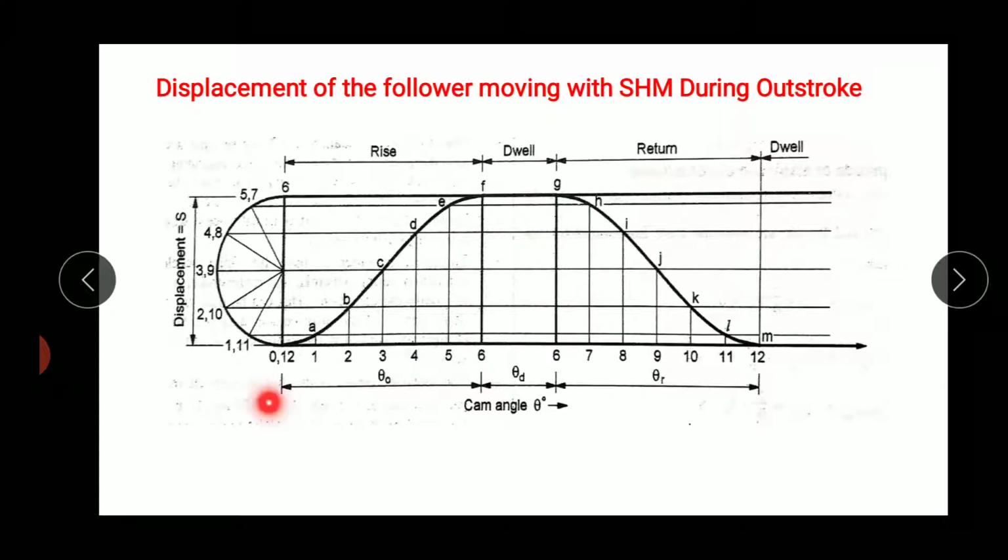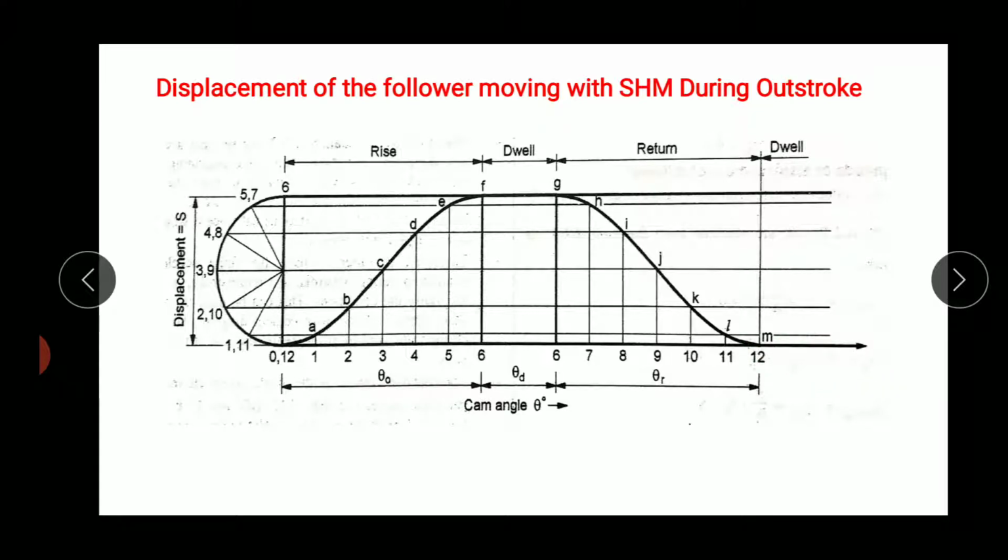So the displacement graph will look like this. This is the complete displacement graph. The outstroke angle, dwell angle, return stroke angle. This is the displacement. So the outstroke angle, then this part is called the rise. This is the dwell part and this is the return part. The remaining part is dwell. You need not plot the remaining dwell part.